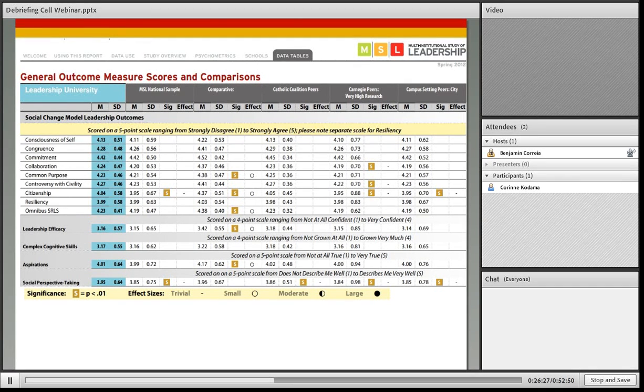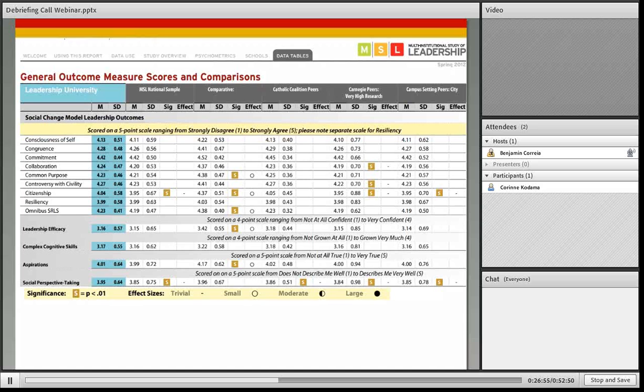Then what you want to look at is the direction of the difference. If you look at this example, the score here is a 4.04. The national sample's average is 3.95. So this school's data means that they're higher on citizenship than the national sample. However, if you look at their comparative sample, the average score is 4.37.